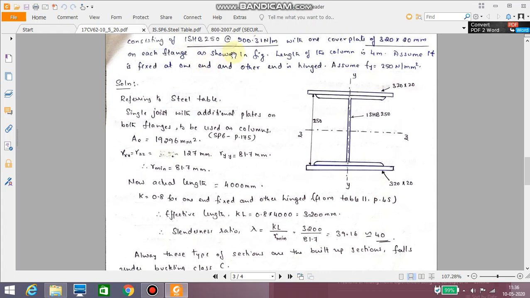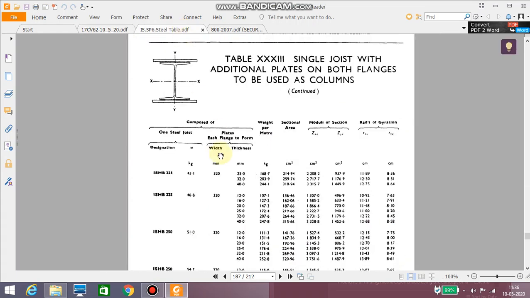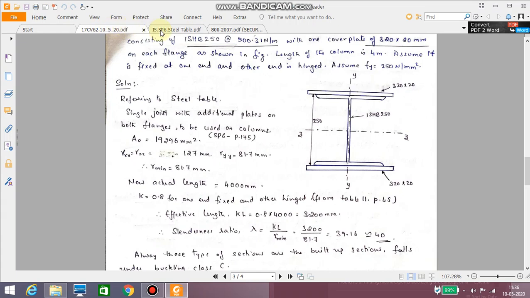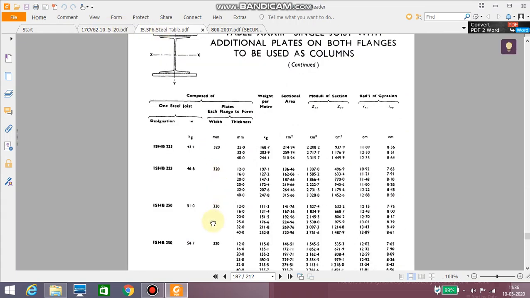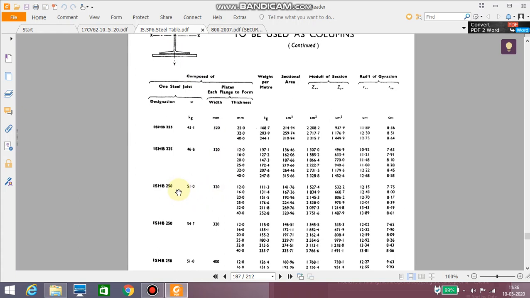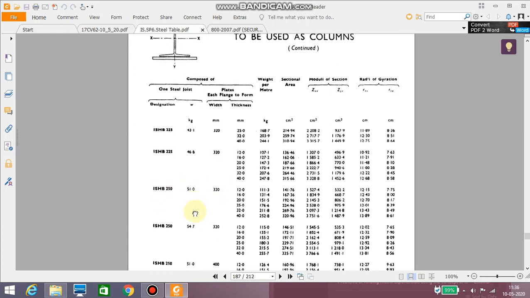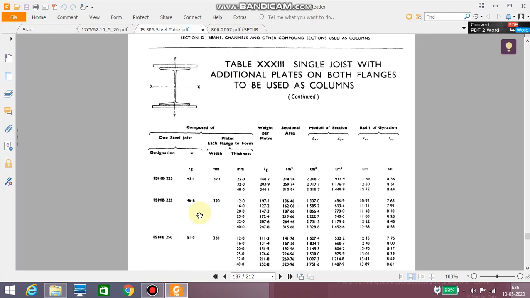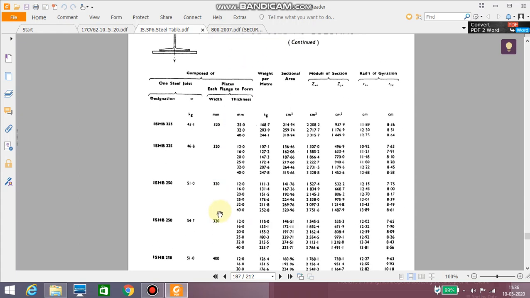The load is important, that is 500.31, that is the weight. ISHB 250, 500.31, in the sense it falls under 51 kg. So ISHB 250, 51 kg. This is on page number 175 of the SP6, the steel table shared by me. This is a single joist with additional plates on both flanges to be used as columns. So from this we will take the properties.